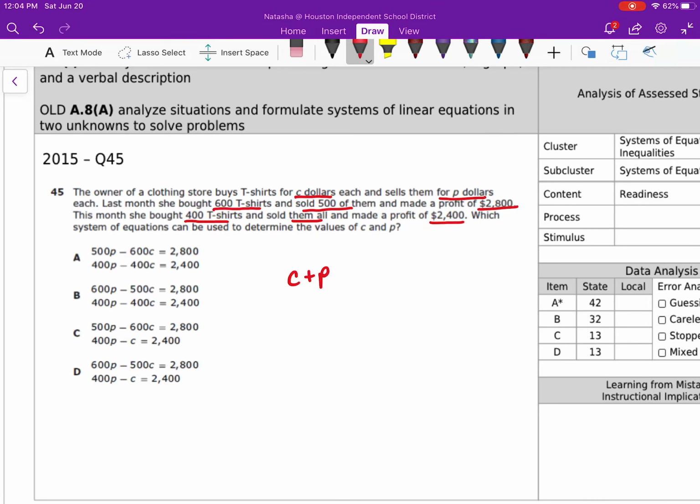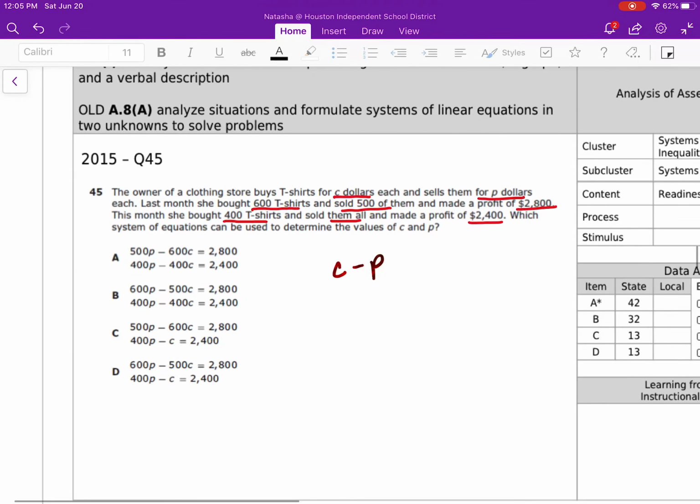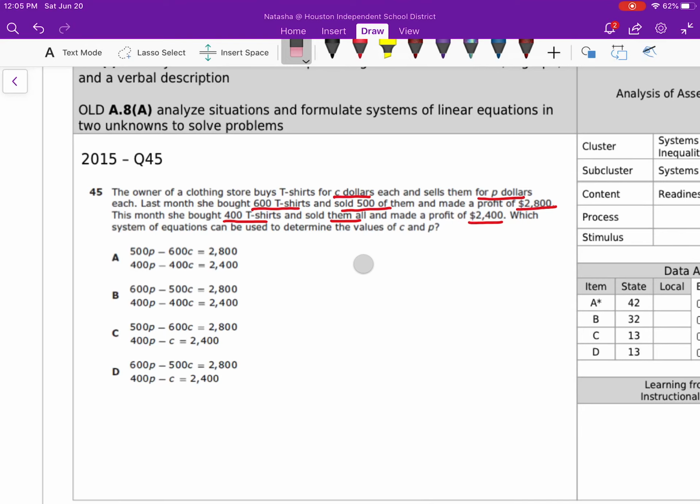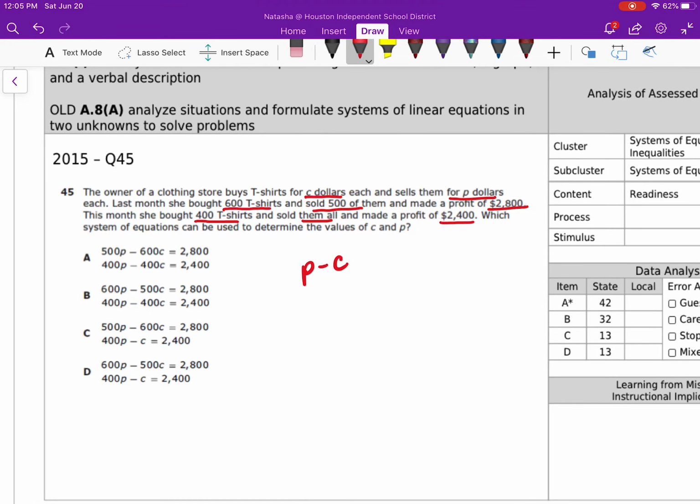Okay, so we know C plus P is equal to the total number of t-shirts that she's bought versus selling them and buying them. Now, we have to be careful. Hold on, let me rewrite this. This is C minus P because C is the cost, P is the profit. Actually, technically, it needs to be the profit minus the C because profit is going to come from our cost. So that's going to be P minus C. And that matches everything that we have there, as all of our equations are minus.